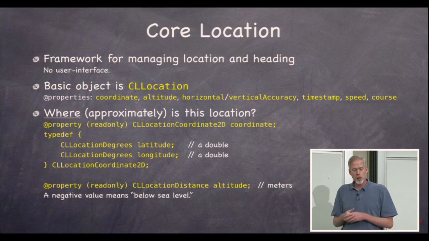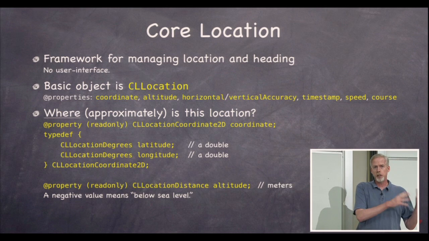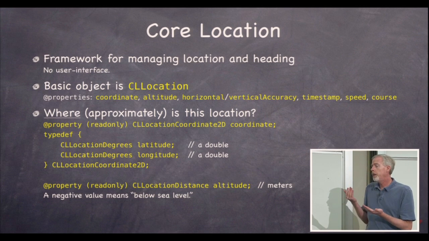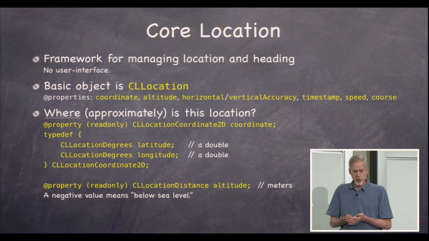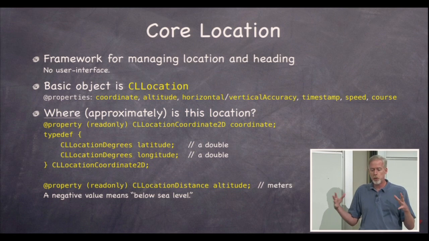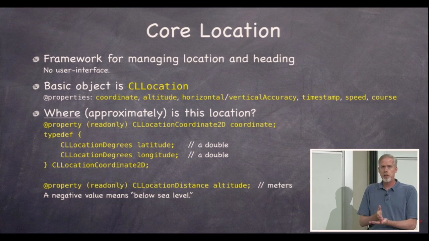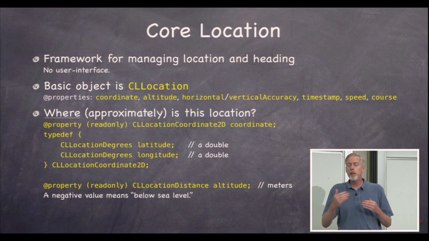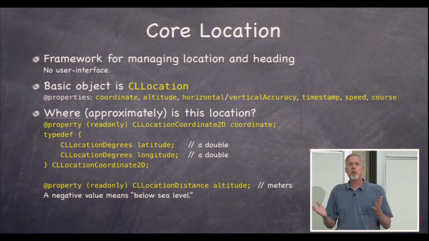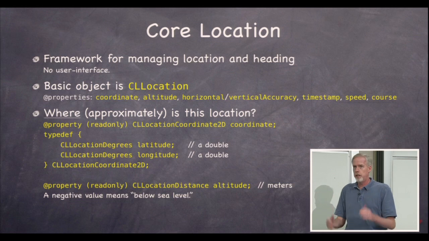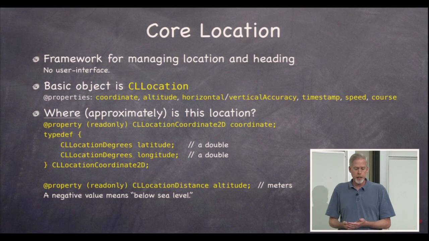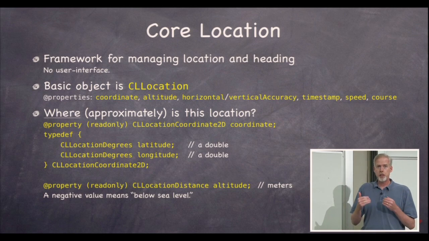The basic object in Core Location is a CLLocation. CL is Core Location, the library prefix. Location is the basic object. The properties on a CLLocation are things like the coordinate, the GPS coordinate, even altitude. The accuracy of this location reading, which we'll talk about, timestamp, when this location was taken, speed, how fast you're moving instantaneously through GPS coordinates, and course, which is where your heading is as you're moving along. The most important thing is probably the coordinate, and that tells you where this CLLocation is.